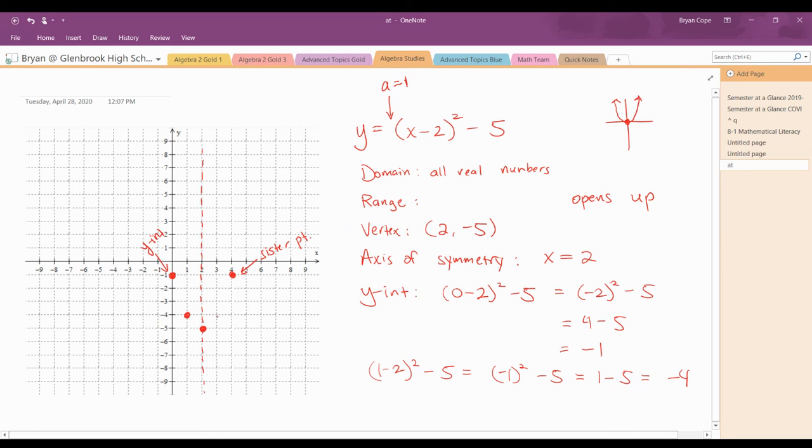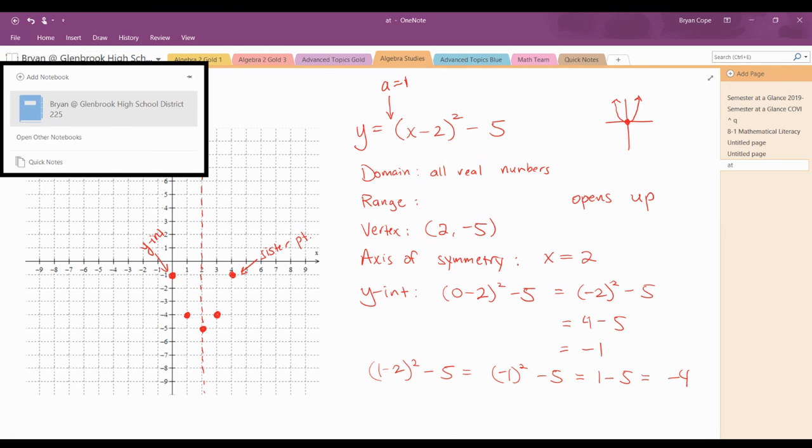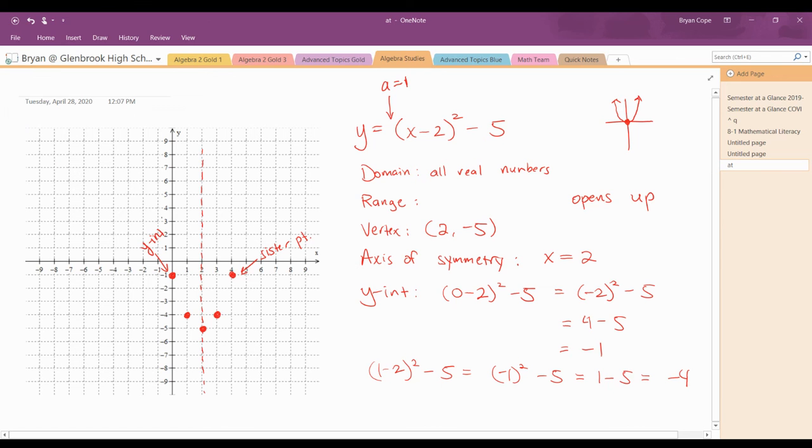And what's cool, we can use that sister point on the other side as well over there at (3, -4), because the parabola has symmetry. So now I'm going to connect each of those points with a nice smooth graph. We'll just do our best to make it decent looking here.